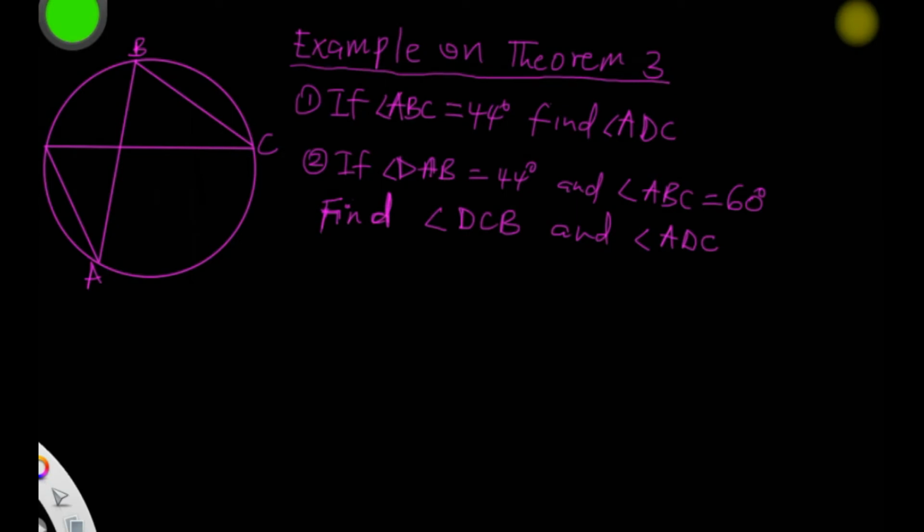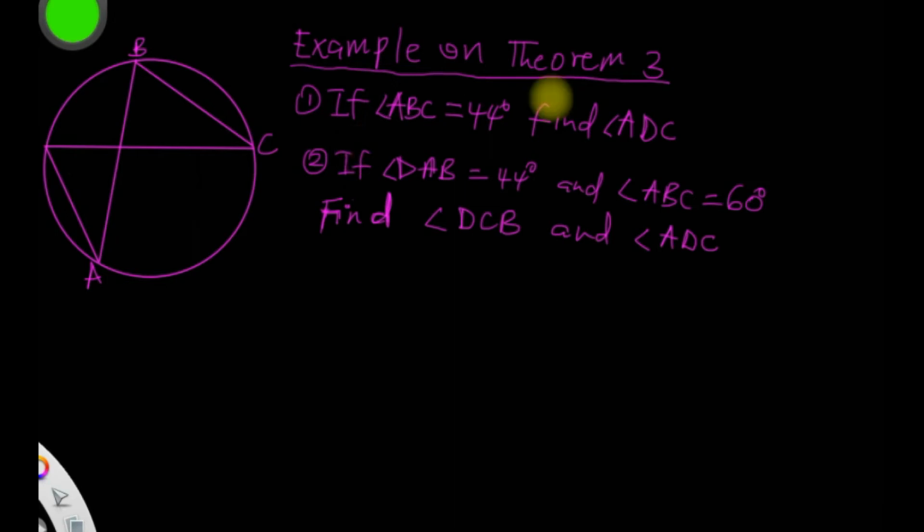Hello students, welcome back. On the second theorem, we just considered theorem 3. We looked at theorem 3 some few minutes ago. So in this video, we are going to look at some examples on theorem 3. So theorem 3, what do you recall? What did you say about theorem 3? Theorem 3 says that angles formed on the circumference by the same arc are equal. Angles formed by the same arc on the circumference are equal.